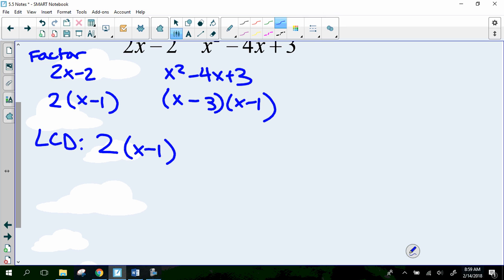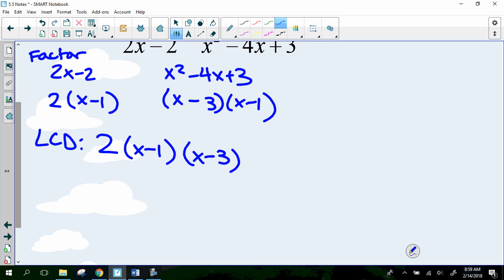And then anything else I'm missing? The x minus 3, that's over here. I have to include that because when I'm trying to make the denominators the same, that one has it, so it needs to be there. So this one has those 2 candy bars. This one has one of them, but it needs the other one. So that's my least common denominator. Do you have any questions?